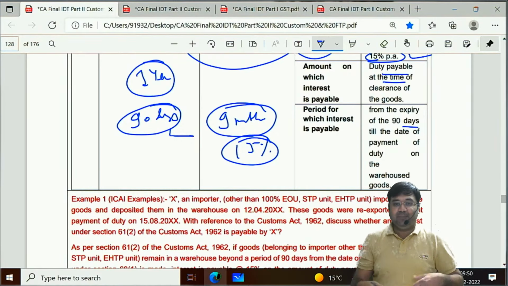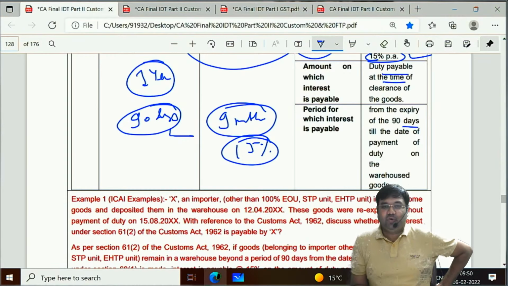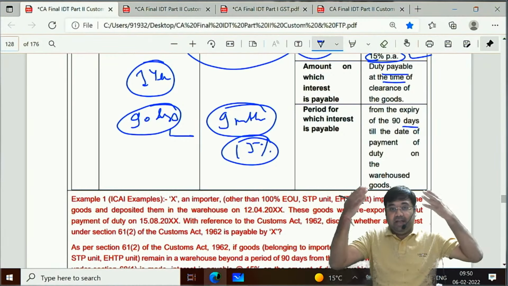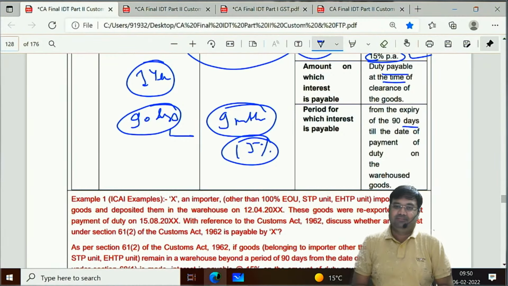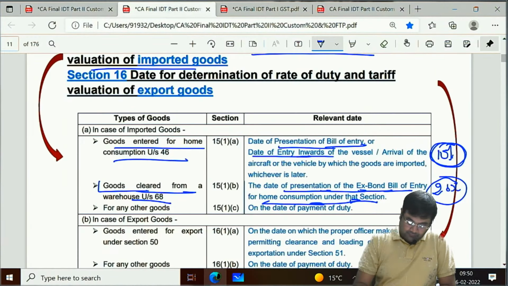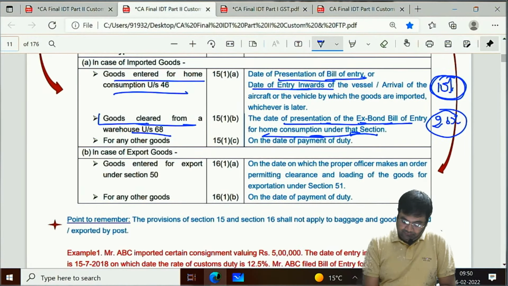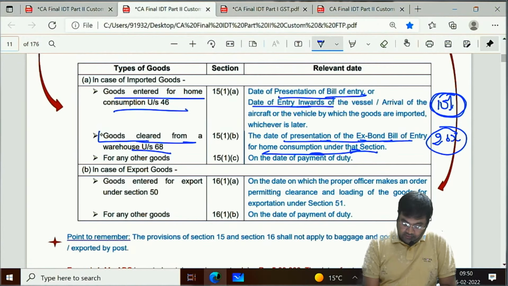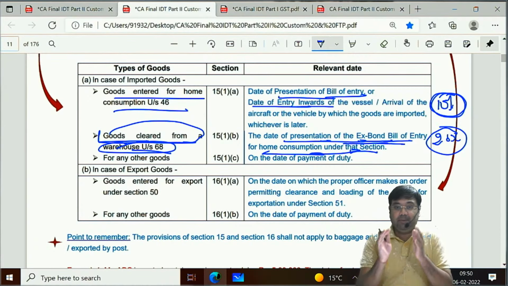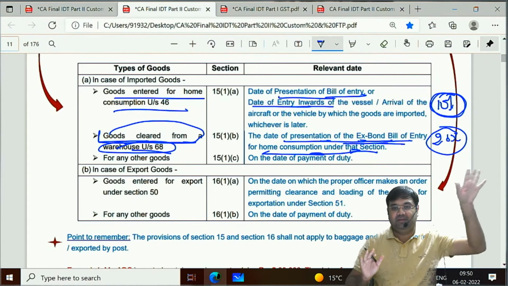But let's say when he deposited, the goods were subject to duty, but later on the government exempted the goods. Section 15, sorry: goods cleared from a warehouse under section 68, the relevant date is the date of presentation of the ex-bond bill of entry. So when he presented the ex-bond bill of entry, that day there is no duty, because the government exempted.